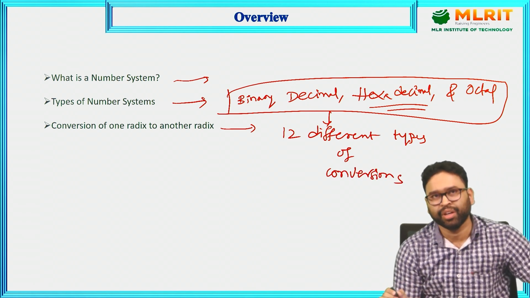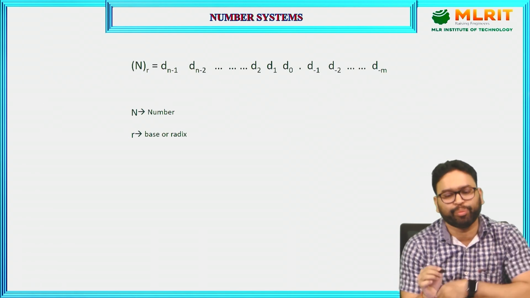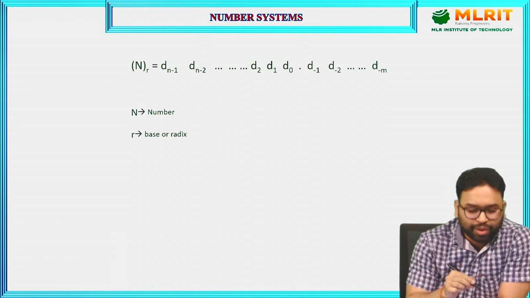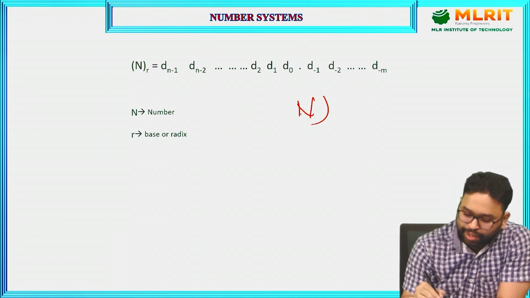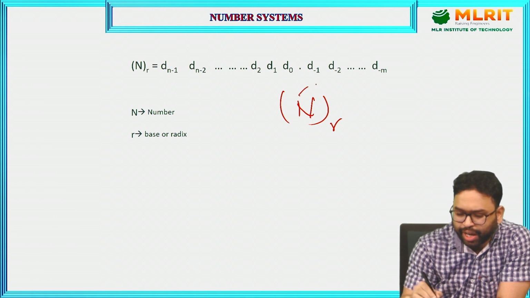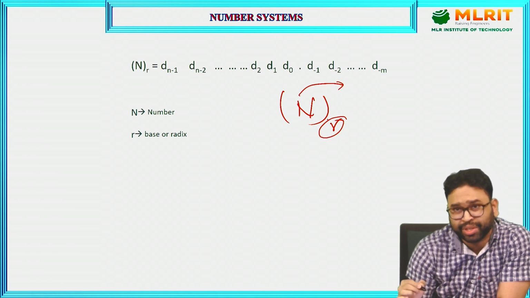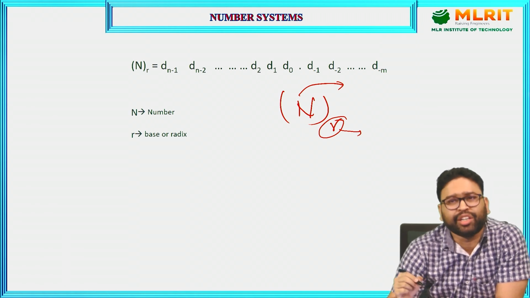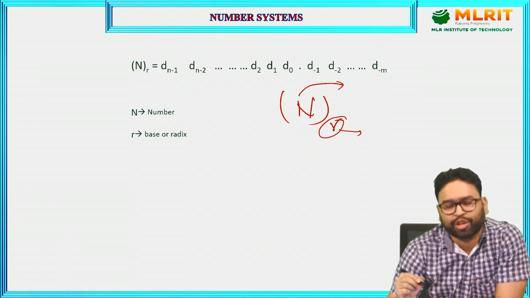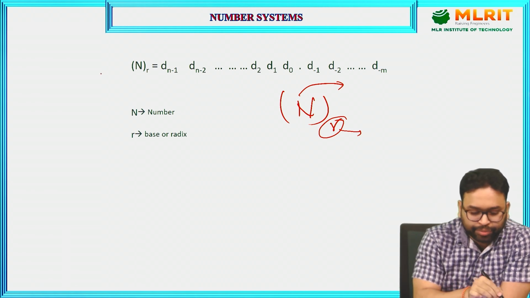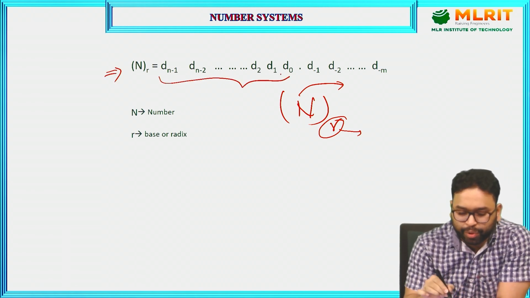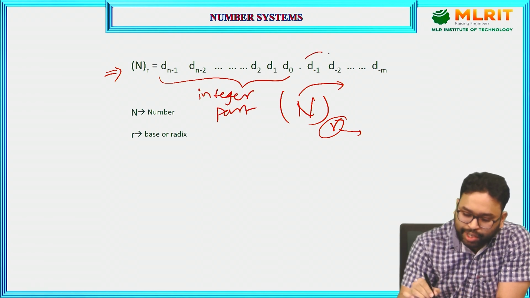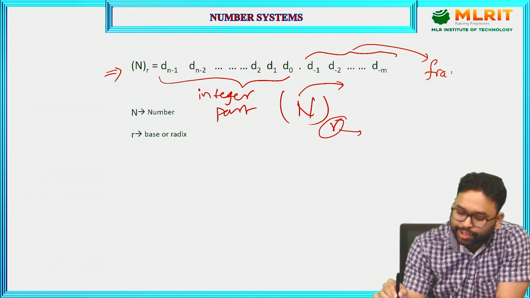Okay. Now let's look at what a number system actually is. In a number system, we have a number as well as its base value. For example, if I take this value n, it represents my number, and this value represents my base or radix. The number may contain an integer part as well as a fractional part. Here I took an example. This part indicates the integer part and this entire part indicates the fractional part.